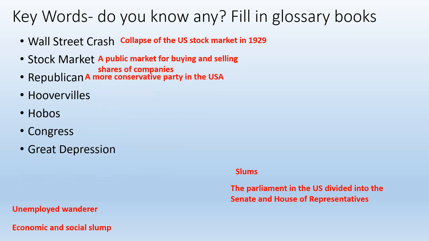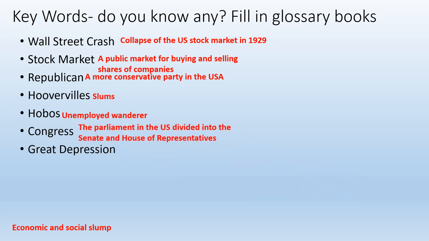A Republican, this is a more conservative party in the USA. Kind of think of it like the Conservative Party here in the UK. A Hooverville is a slum or a shanty town, and they were named after the US President Herbert C. Hoover. And that wasn't a compliment, that was actually a bit of an insult. Hobos, unemployed wanderers or unemployed workers. Congress, it's kind of like our parliament. The US is divided into the Senate and the House of Representatives. We have the House of Commons and the House of Lords. And lastly, Great Depression. Think of it as an economic and social slump.